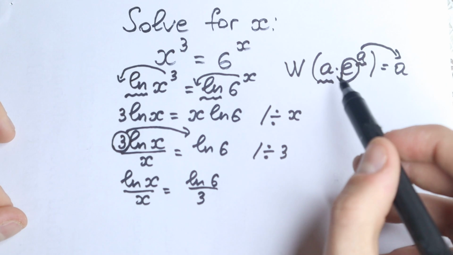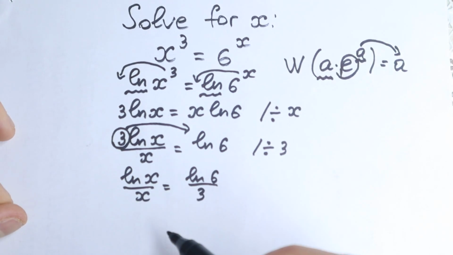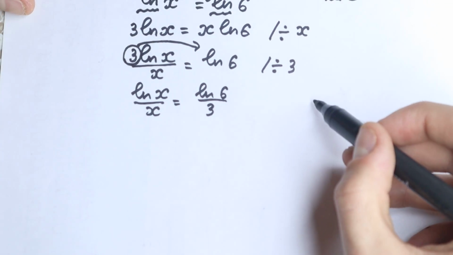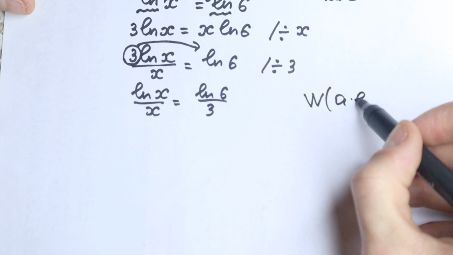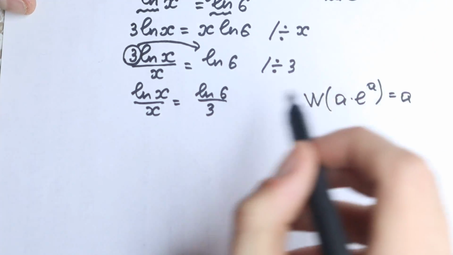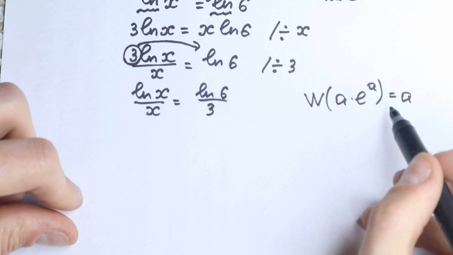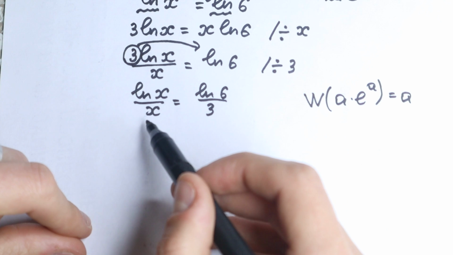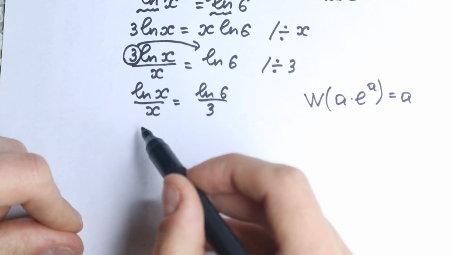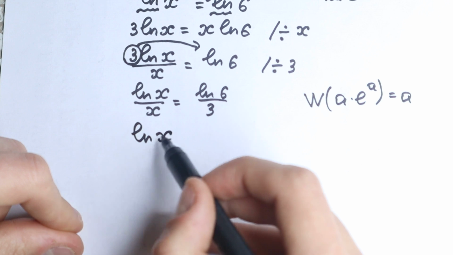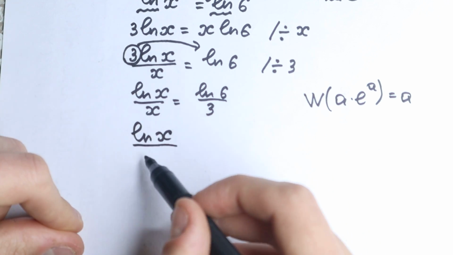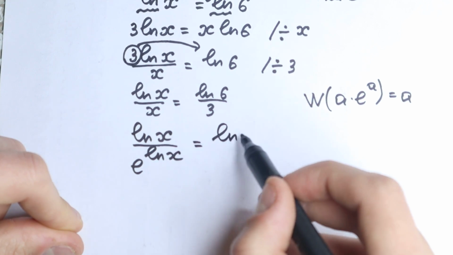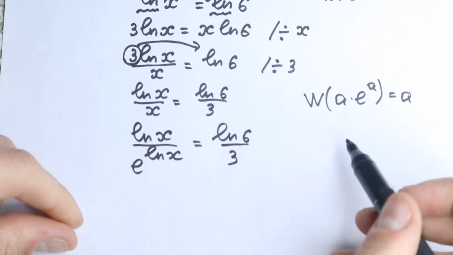Right now let's try to create something like that from natural log x over x equal to natural log 6 over 3. I just rewrite the Lambert W function here: the Lambert W function of a times e to the power a equals a. Let's try to create something like that. First of all, we need to create e. How can we do this? Right here we have x in our denominator, so let's write this x as e to the power natural log x. So in our denominator we have e to the power natural log x, equal to natural log 6 over 3.